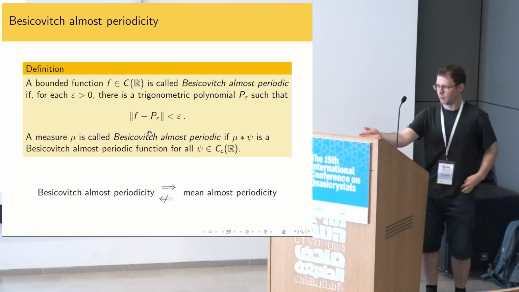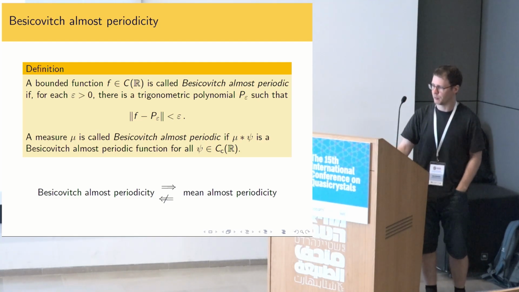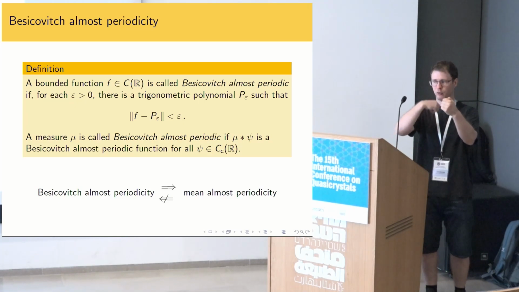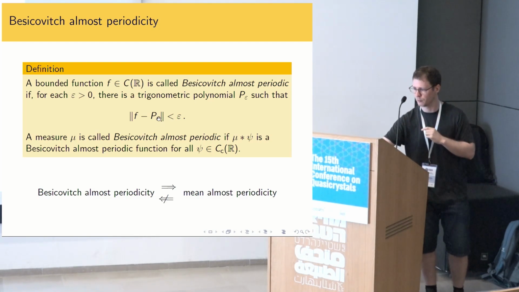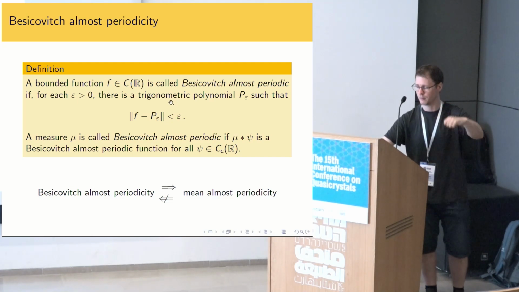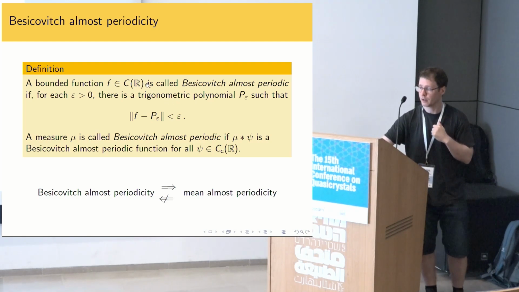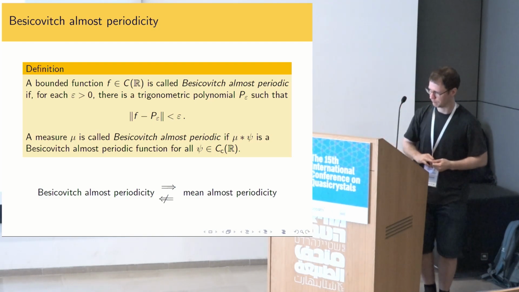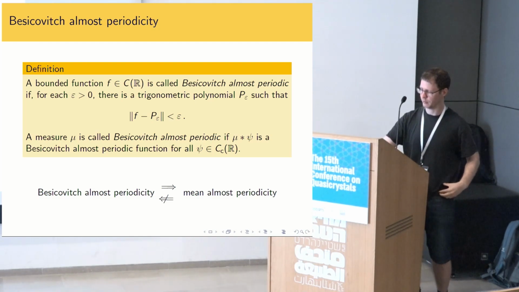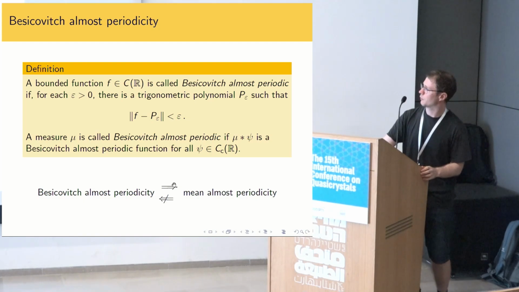So what do we do here? We define Besicovitch almost periodicity via approximating by trigonometric polynomials, but not uniformly, but using the seminorm I introduced. And if I can approximate them with trigonometric polynomials, then I call a function Besicovitch almost periodic. And again, if I have a measure and I convolve it with a continuous function of compact support, and it is always a Besicovitch almost periodic function, then we call the measure Besicovitch almost periodic.